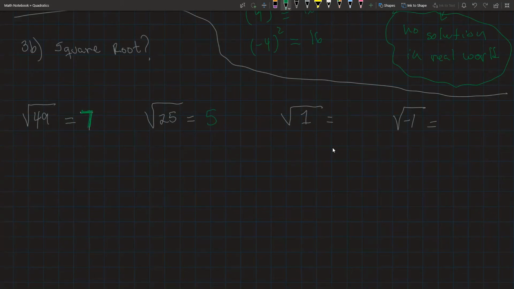And if the area is 1, what is the side length? There is only one possible value. It is a 1. And this one, we say no solution. Really, what we're going to say in the future is in the real world, in the real number system, no solution in real numbers. We'll talk about those other numbers at some other point.